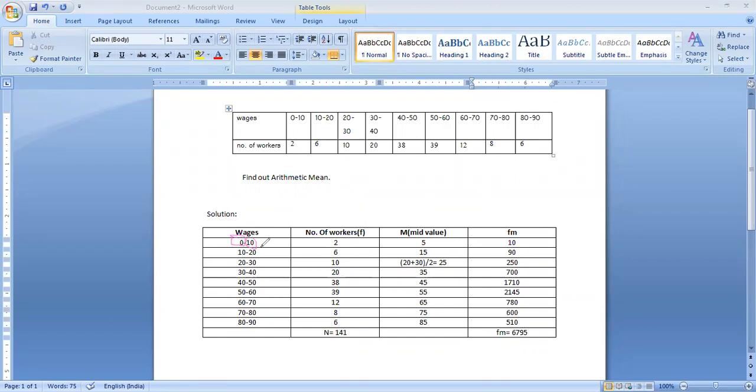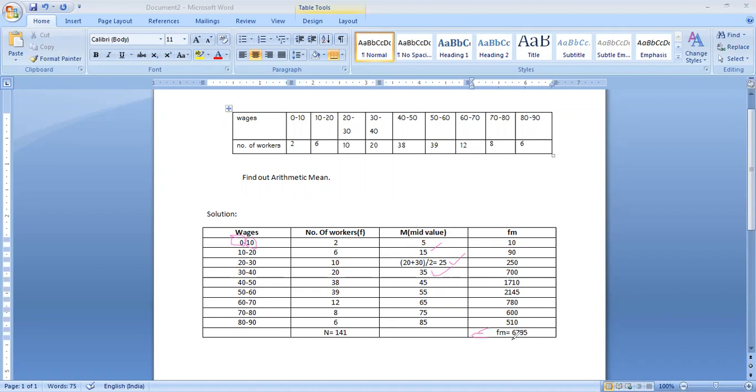Yes, sir. Now the second one comes to 15. See, 10 plus 20 by 2. 10 plus 20 is 30. 30 by 2 is 15. Similarly, here 20 plus 30 by 2. 20 plus 30 is 50. 50 by 2 is 25. Next one, 30 plus 40, 70. 70 by 2 is 35. Did you understand? Is it clear? Yes, sir.